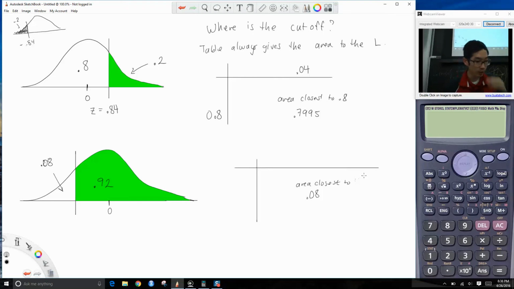Okay, and when we do that, we find a couple of candidates that seem pretty good. I have 0.0808. That seems pretty close, and I also have 0.0793. Both of these seem pretty close. I would say that 0.0793 is closer. This is only 7 ten-thousandths away, whereas this is 8 ten-thousandths away. So this one is closer, and that corresponds to negative 1.4, and the column is 0.01. So our cutoff is at z equal to negative 1.41.